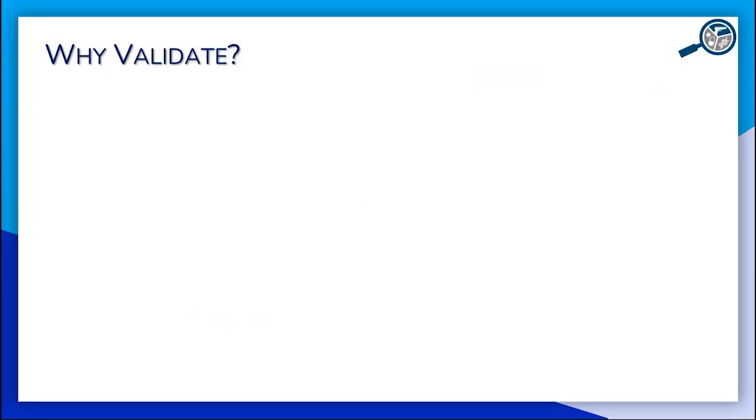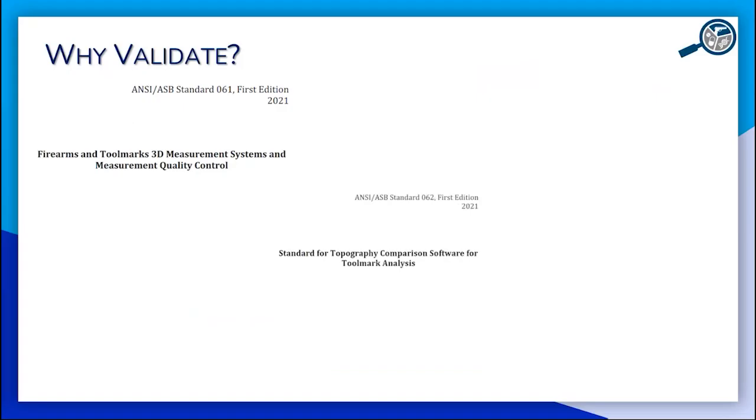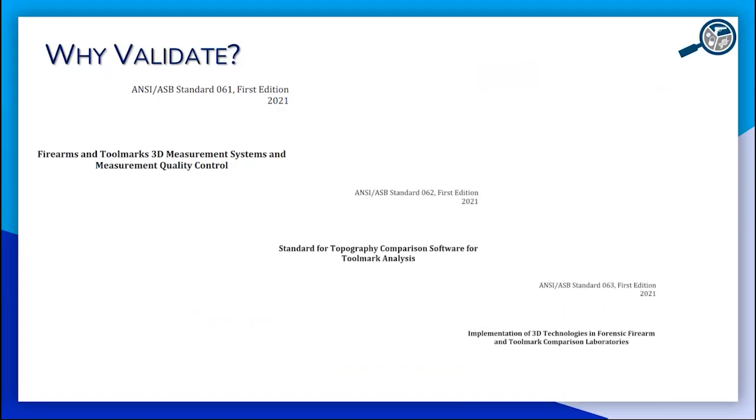Also, ASB and OSAC have published on the OSAC registry three standards, standards 61, 62, and 63, that speak to validation and providing some guide rails for the validation of 3D technology. I want to draw your attention to two of these, standard 61 and standard 63. Both use some of the language that I'm going to be talking about today, and especially 63 talks about the implementation of technology in your laboratory.